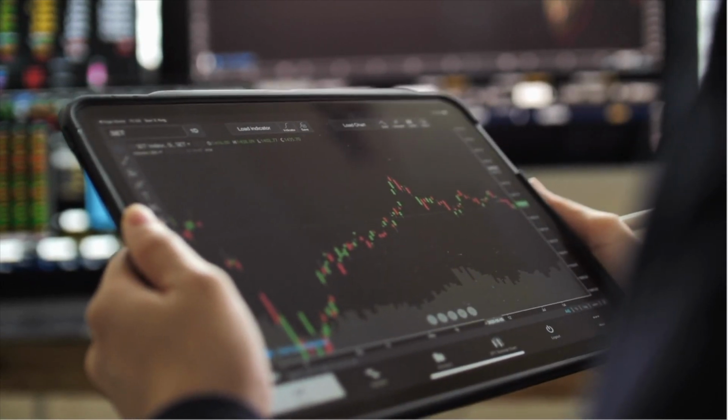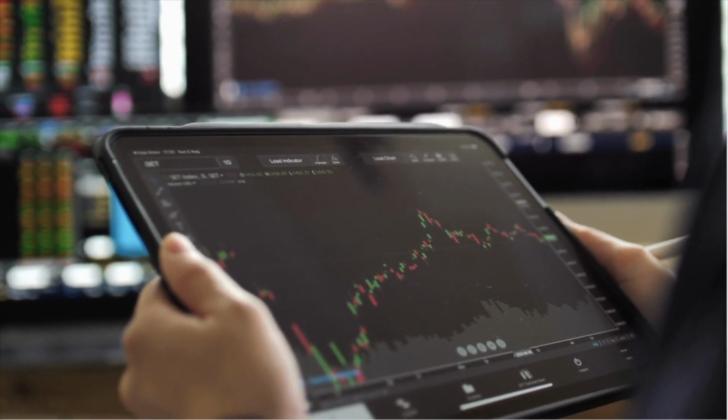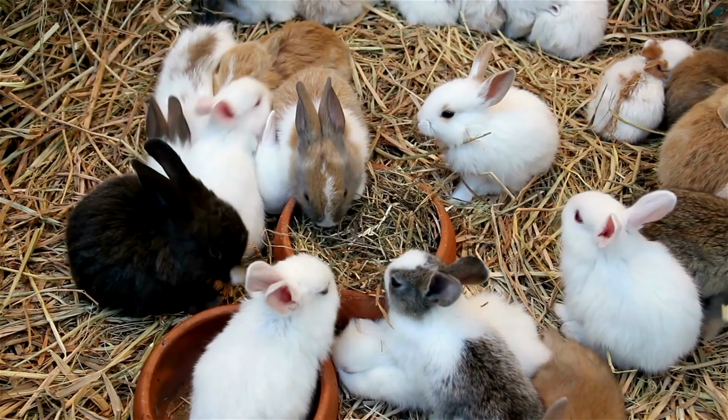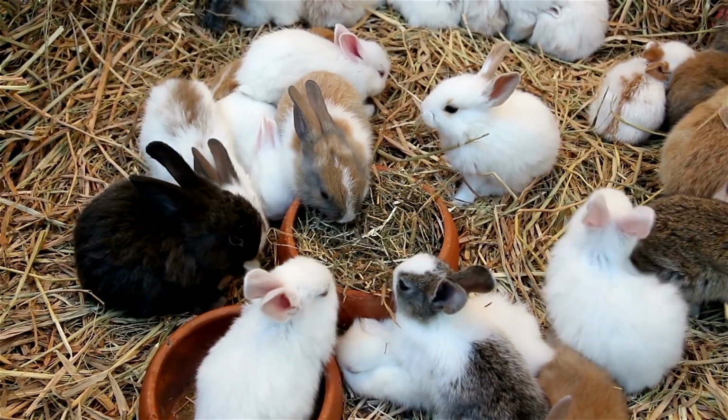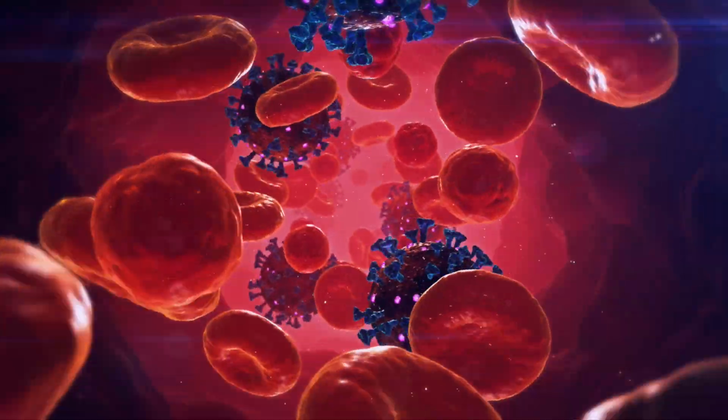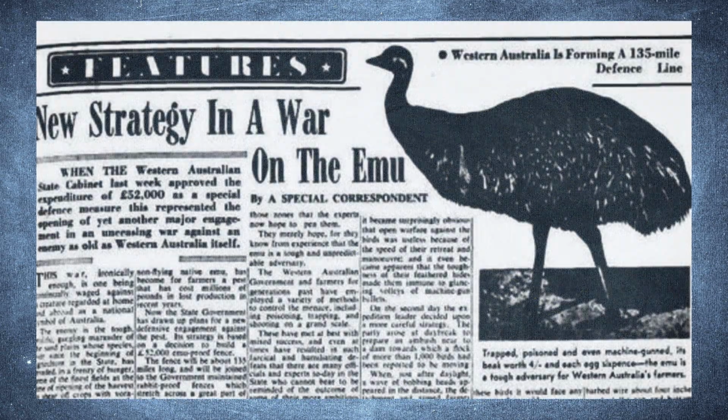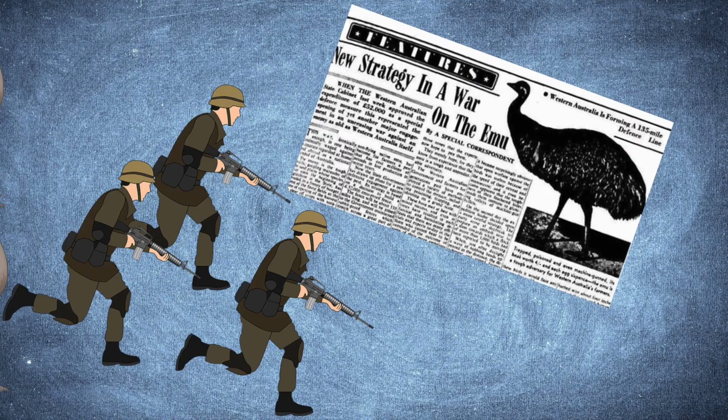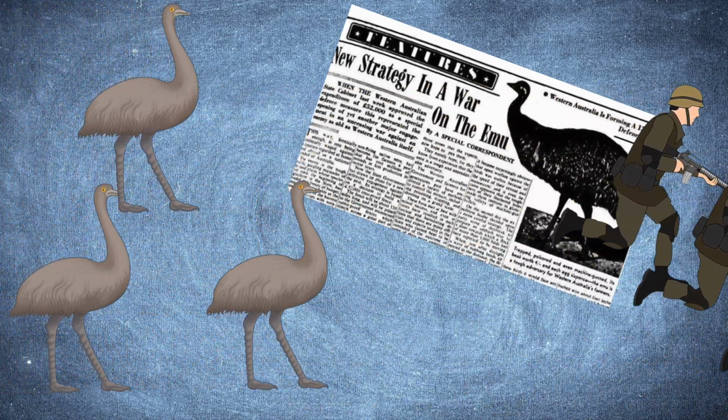In our modern culture, we are obsessed with growth. It affects our investment decisions, as well as more niche examples such as the growth of populations or the spread of diseases. Understanding how populations grow is vitally important. For example, did you know Australia once fought and lost a war against an out-of-control population of emu?